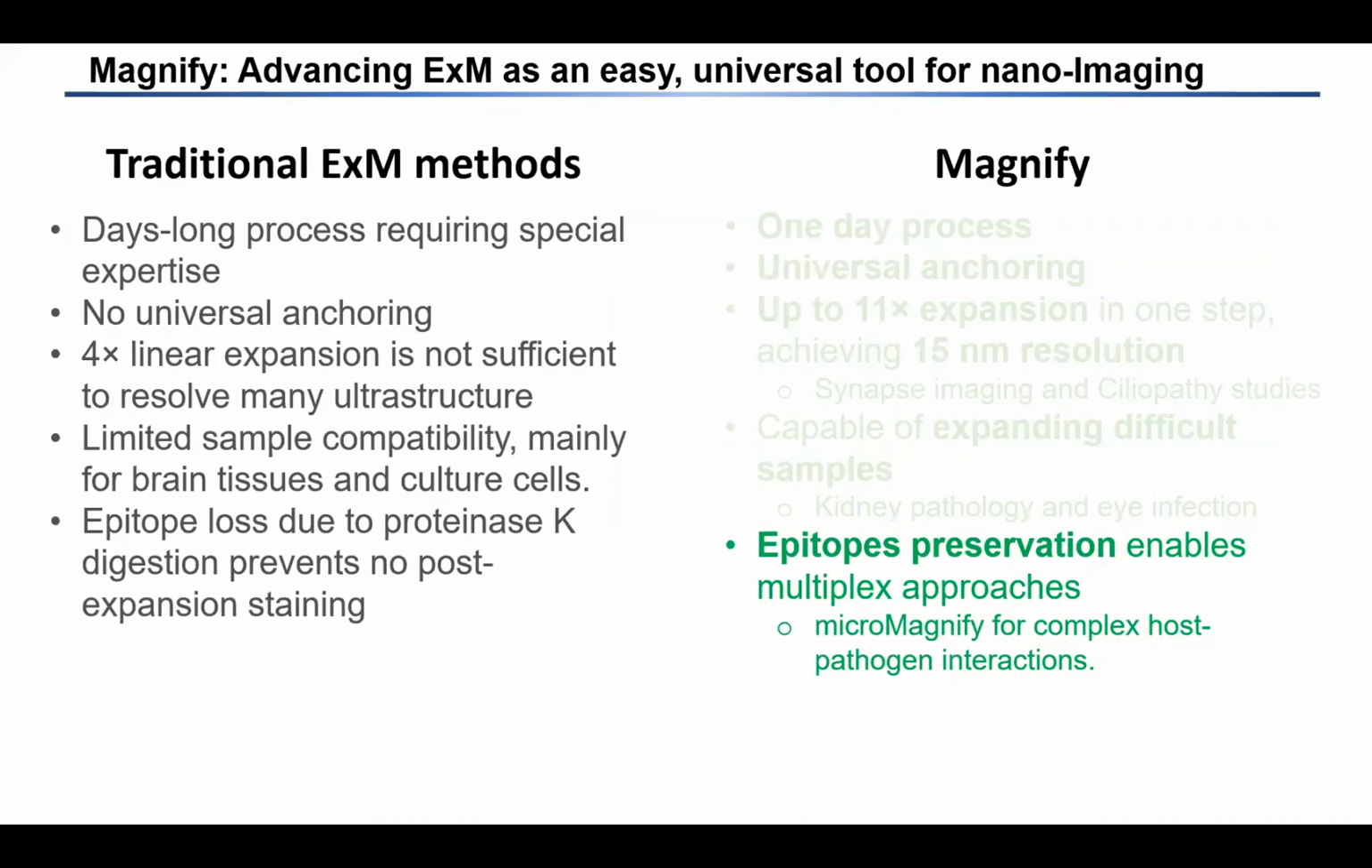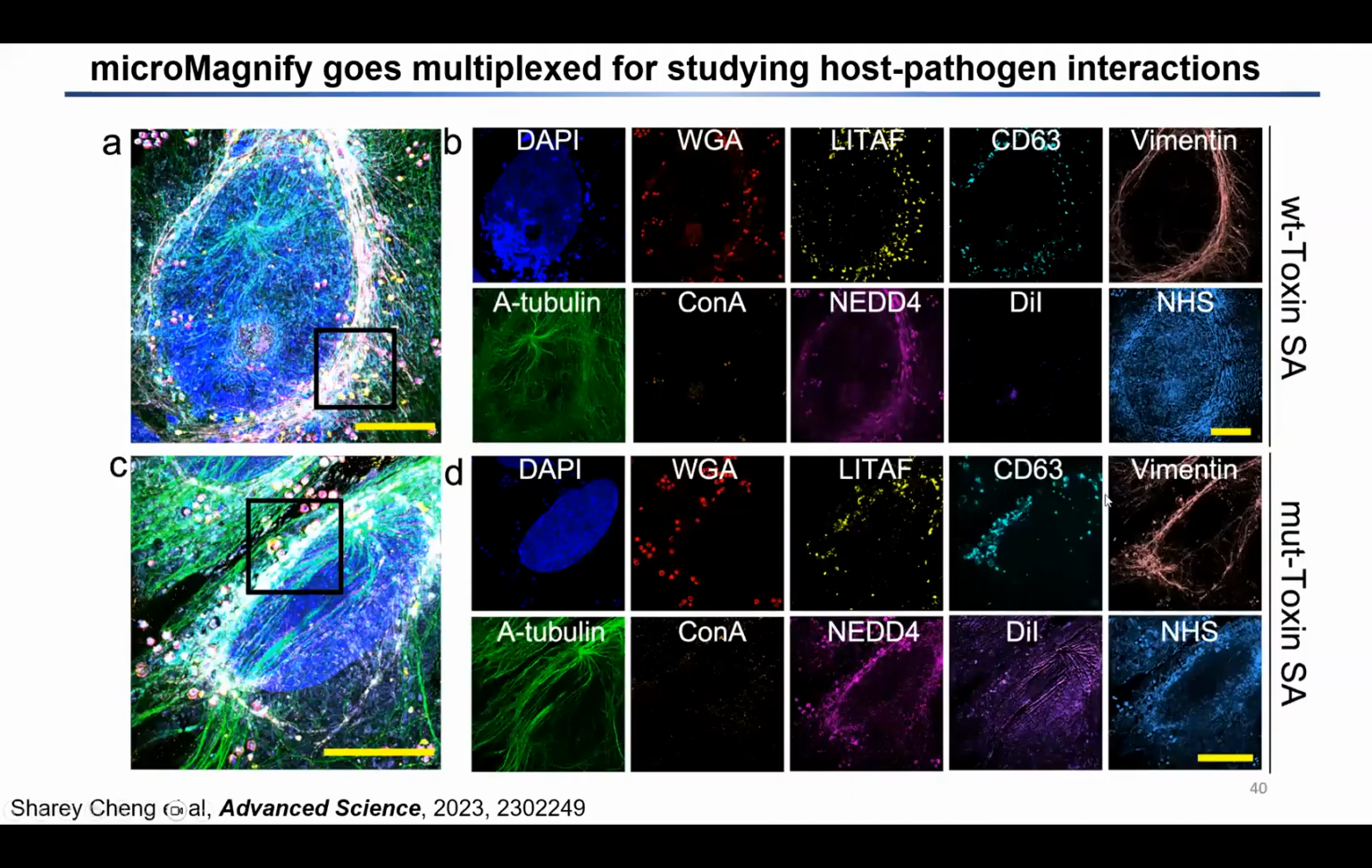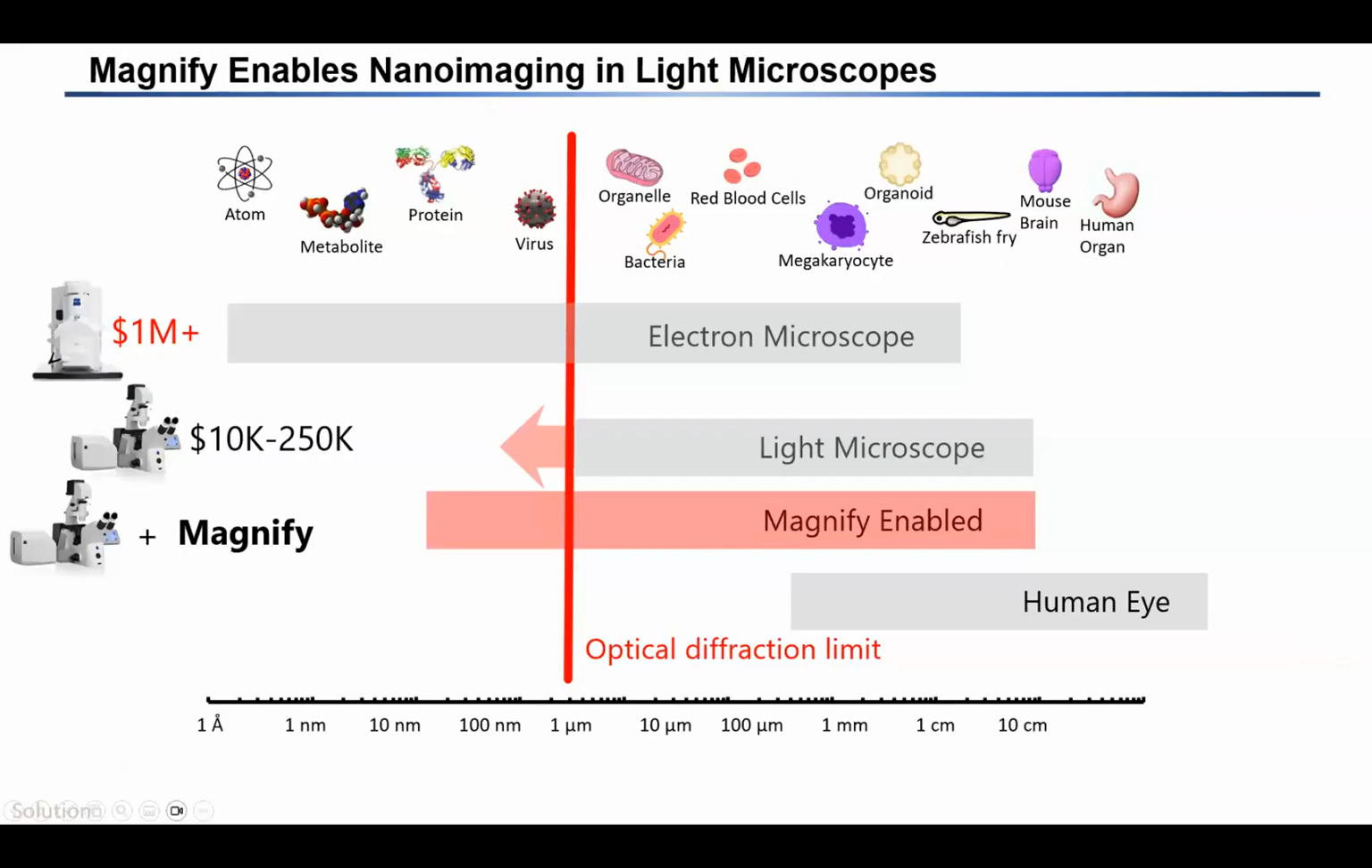And because Magnify preserves the epitopes, we can actually image many colors if you want, because the markers stay inside the hydrogel. So you can apply the immunostain, remove it, and then stain a different set of labels, and do this again and again. So I hope I have shown you evidence that Magnify enables enhanced super-resolution imaging of pathological samples using light microscopy.